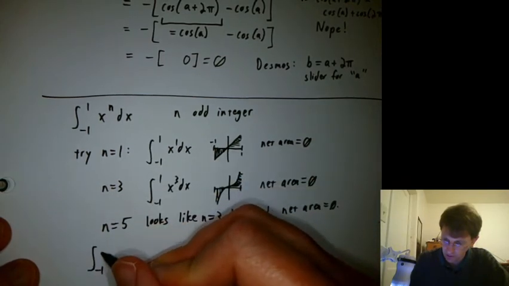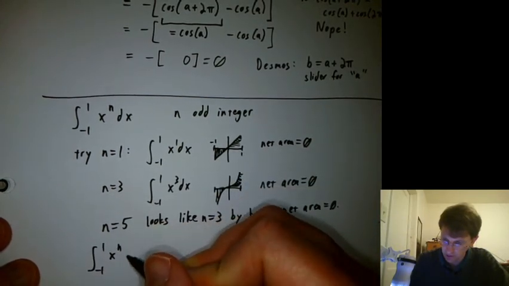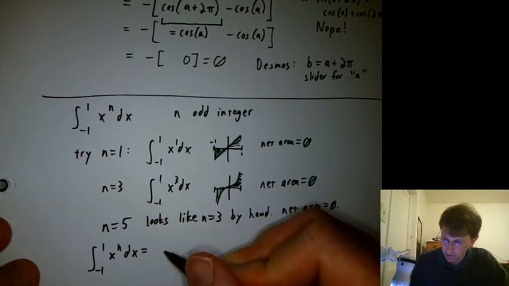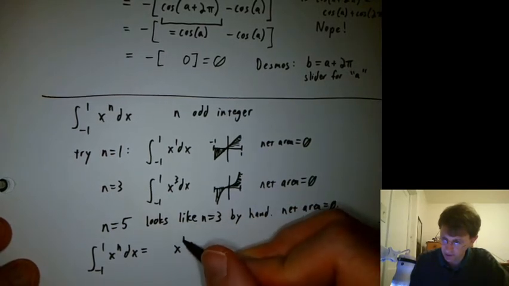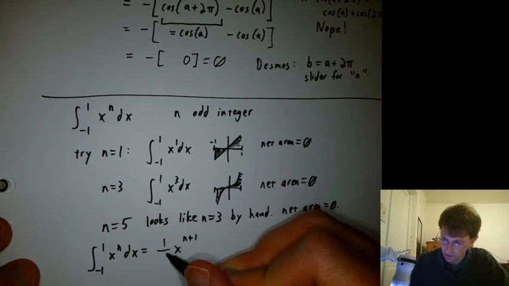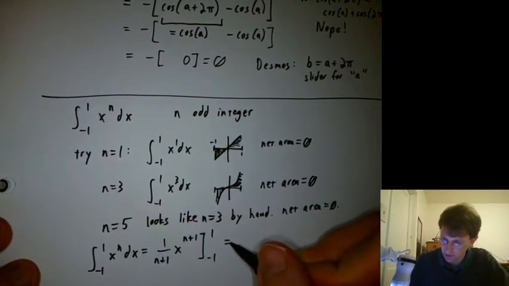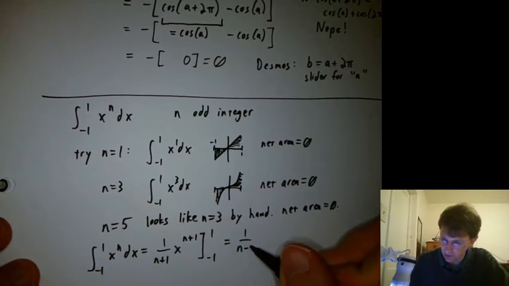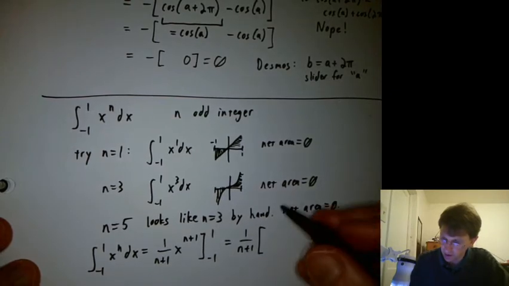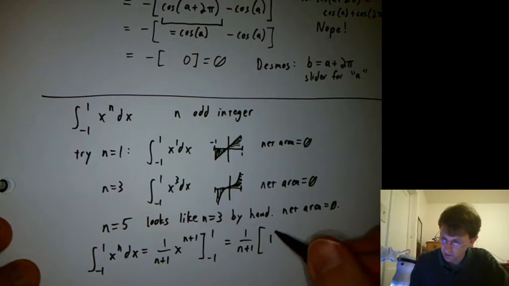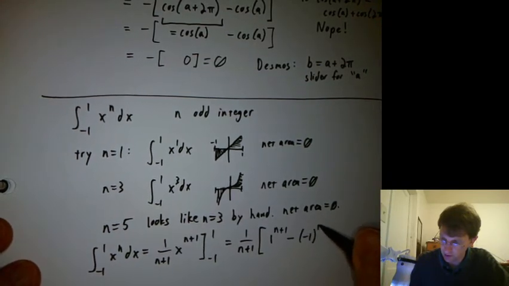So we'll go negative 1 to 1 x to the n dx. What's the integral of x to the n? It's x to the n plus 1, 1 over n plus 1, from negative 1 to 1. So we'll put the n plus 1 out here, and we're going to substitute 1 to the n plus 1 minus negative 1 to the n plus 1.